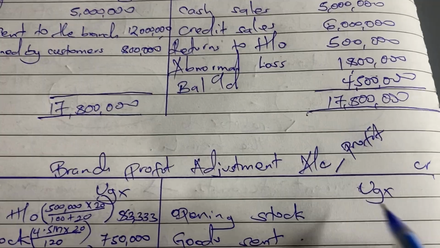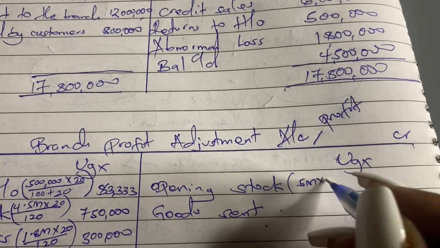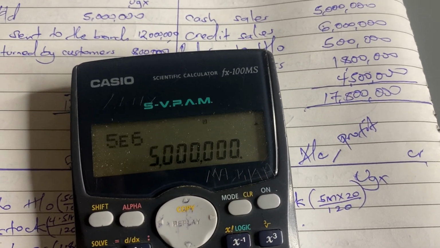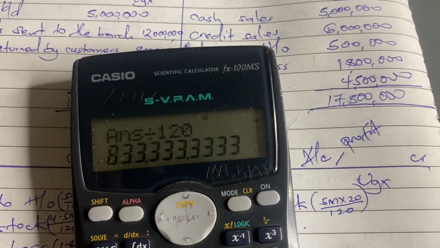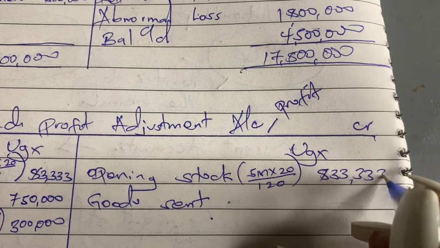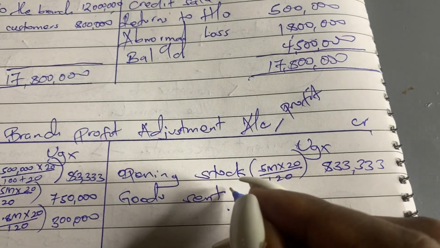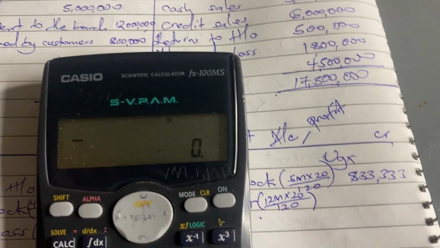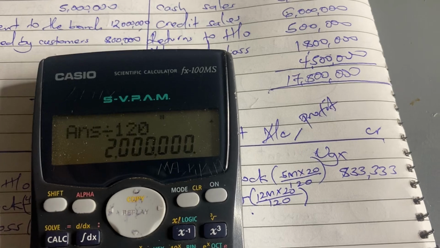Then this side, the opening stock is 5M, so 5M times 20 out of 120. That is the figure, so it is 833 recurring. Then goods sent, it is 12M. So it's going to be 12M times 20 out of 120, which is 2M.